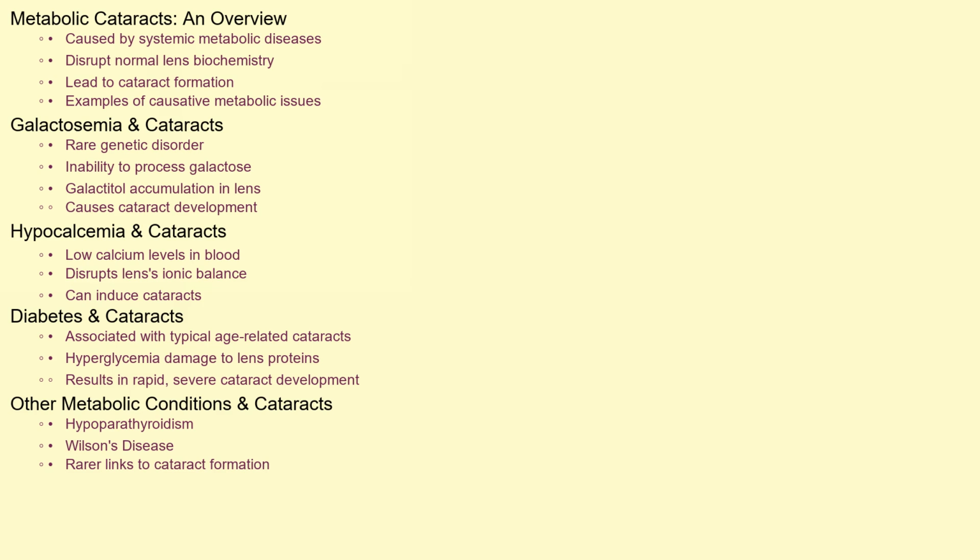Diabetes, while often associated with typical age-related cataracts, can also lead to more rapid and severe cataract development through hyperglycemic damage to the lens proteins. Other, rarer metabolic conditions like hypoparathyroidism and Wilson's disease can also, in some instances, be linked to cataract formation.